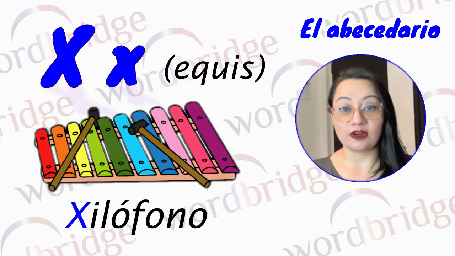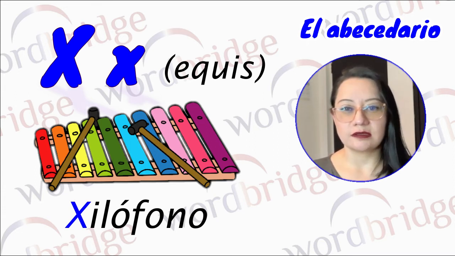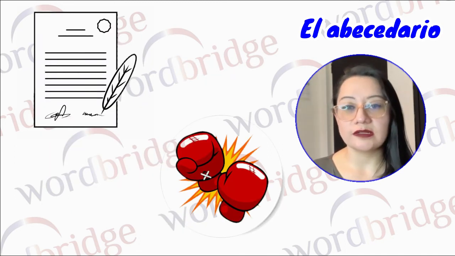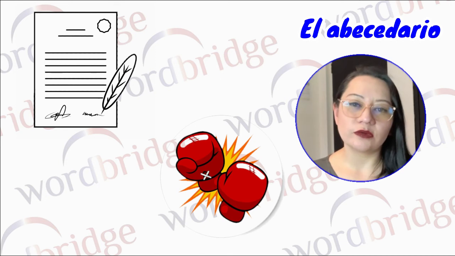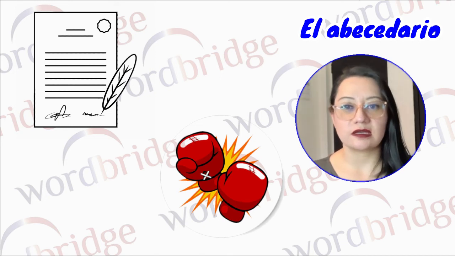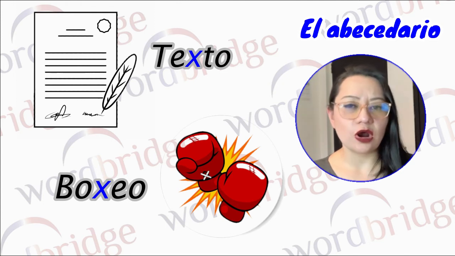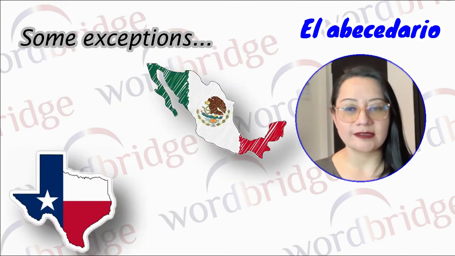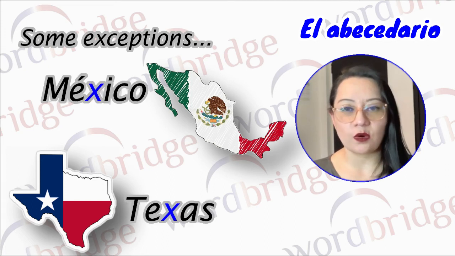X, xilófono, X. If the word starts with X, the sound is like an S, as in xilófono. If it's somewhere else in the word, then the sound is stronger. X, texto, boxeo. There are some exceptions when the X sounds like a H, as in Mexico, Texas.